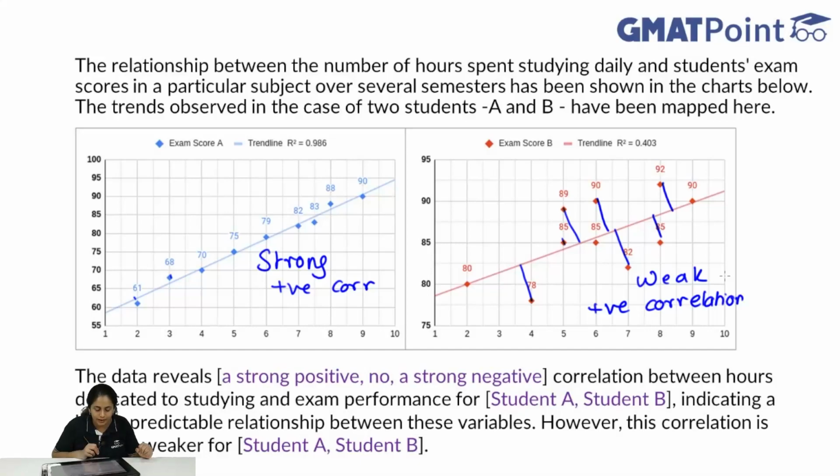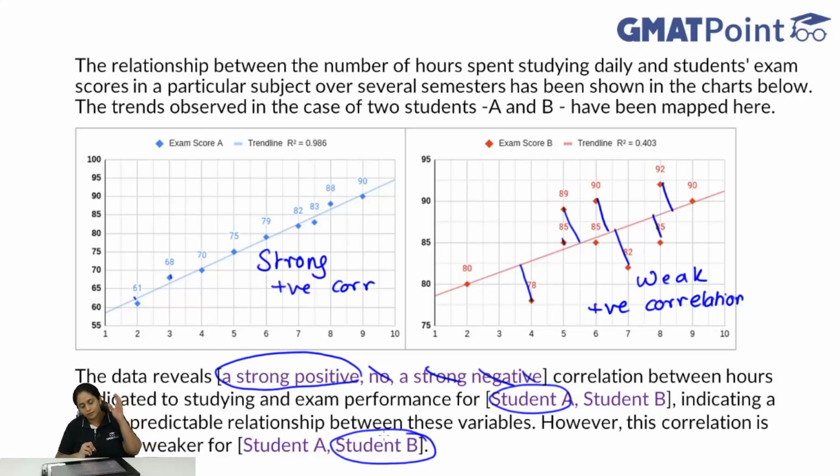So between them, you can say that this is either a strong positive, no, or strong negative correlation. We can see that in both cases, there is a positive correlation. In both cases, there is no case where there is no correlation or strong negative correlation. So these two can be eliminated. So which one has a strong positive correlation? There's a strong positive correlation in the studying and exam performance of student A, not student B. Student B has a weak positive correlation. However, this correlation is notably weaker for student B. A has strong positive correlation, B has weak positive correlation. So this is the right answer.